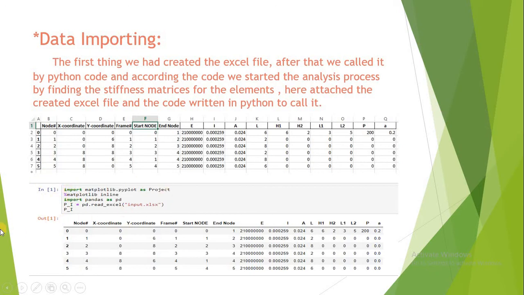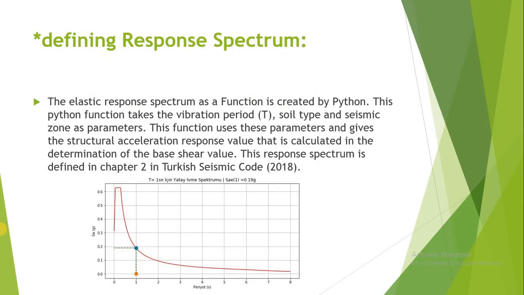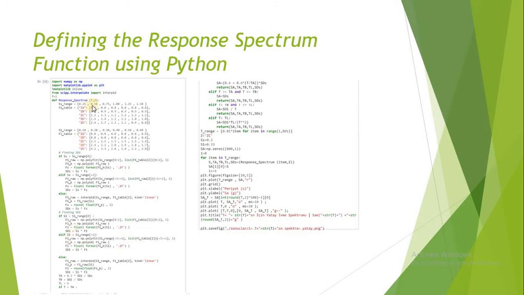Here we can see. After that, we define a function just to find the response spectrum coefficient according to the Turkish Seismic Code 2018. It takes the period value, for example this value at 1 second, and calculates the response spectrum coefficient according to the Turkish Seismic Code 2018. Here is attached the function that we wrote in Python.